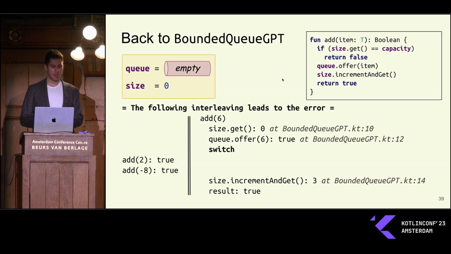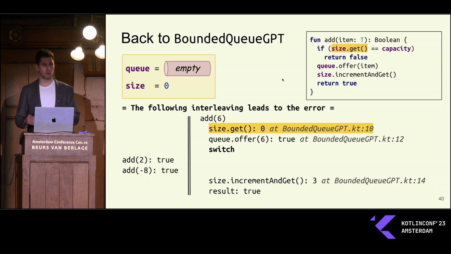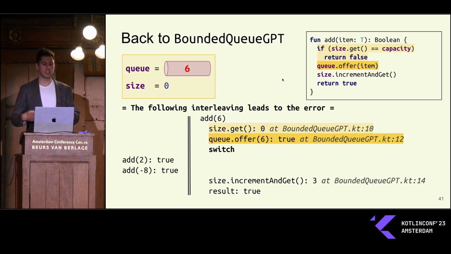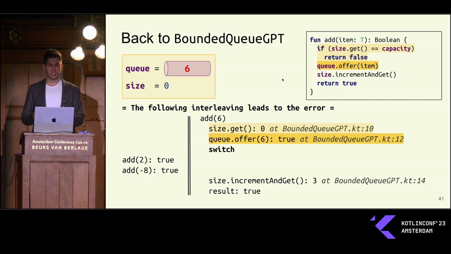So we start with the second thread, and first of all, we check whether the queue is already full or not. So we read the size counter. The size is 0, so the queue is not full, and the algorithm goes to the next step and adds the element to the underlying queue. And now the underlying queue contains 6, but the size counter is still 0. And the second thread gets preempted, so the execution switches to the first one before incrementing the size.